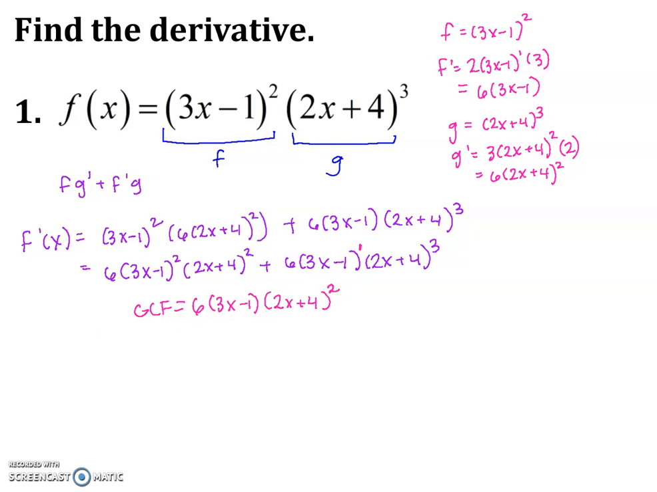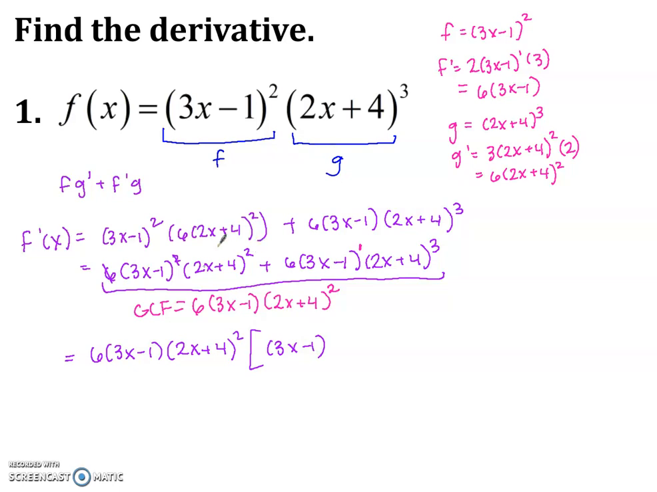of them. So then what we're going to do from here is, from this, I'm going to GCF out the 6 times 3x minus 1 times 2x plus 4 squared, and then I'm going to write what's left. Okay, so what's left here is I GCF'd out the 6, so that's gone. From the 3x minus 1, I took out one of them. So from the 2, there's only going to be one left. This one I took out the whole thing, so that's gone. So I'm just left with 3x minus 1.